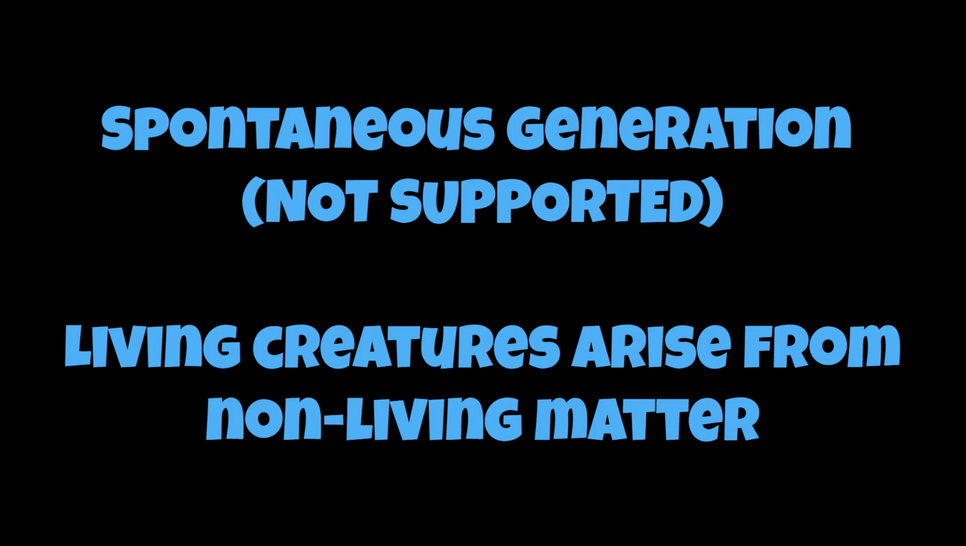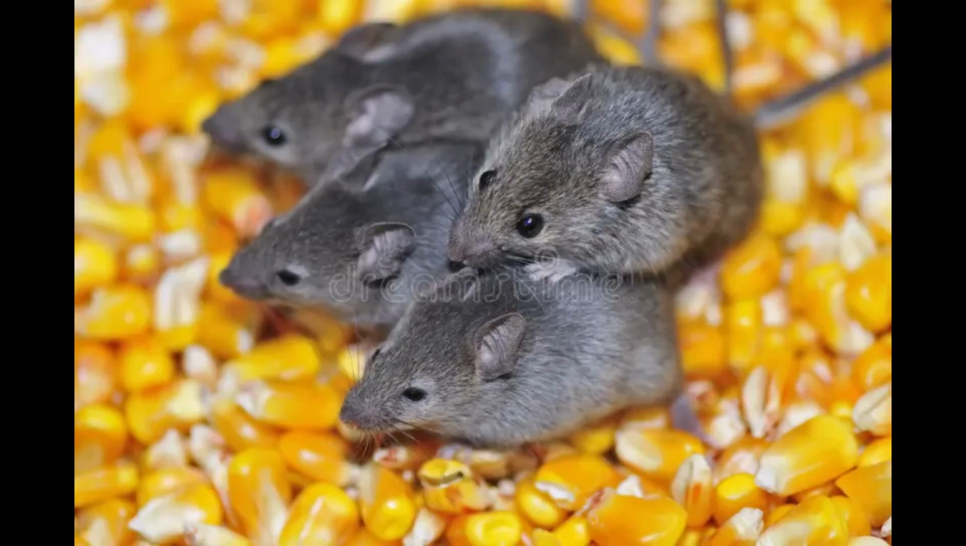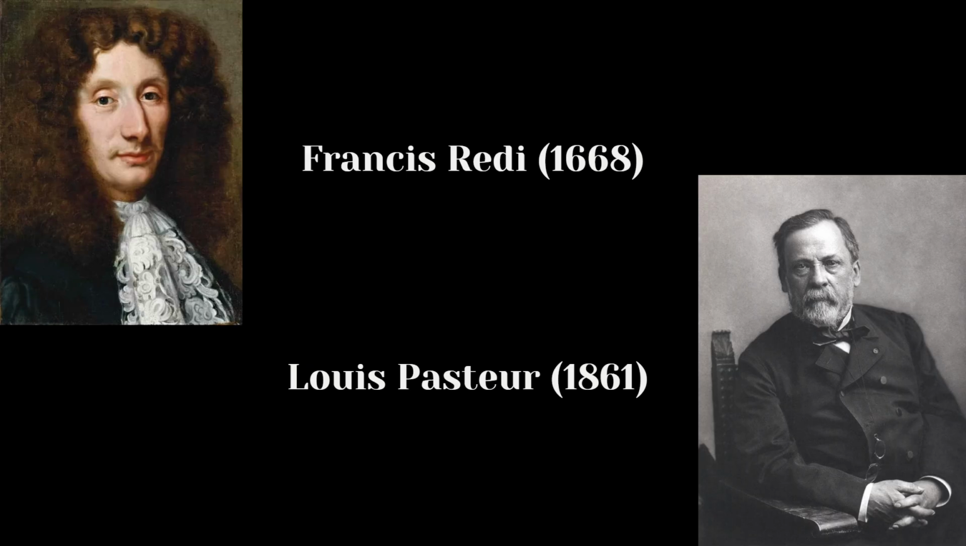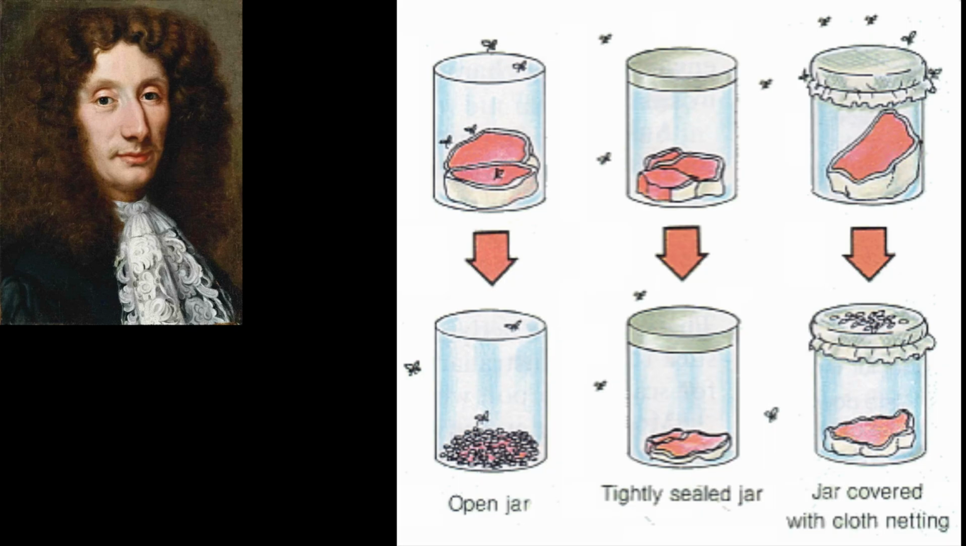Cell theory replaced the idea of spontaneous generation first introduced by Aristotle. People thought that life just appeared. Mice would show up in stored grain. Maggots would appear on meat. Experiments conducted by Francis Redi in 1668 and Louis Pasteur in 1861 provided the evidence that contradicted the idea of spontaneous generation. Redi showed that maggots appeared on meat only when flies were allowed to land on the meat and lay eggs on it.